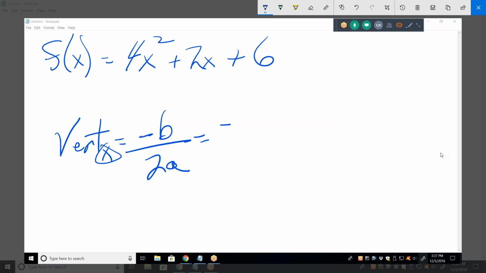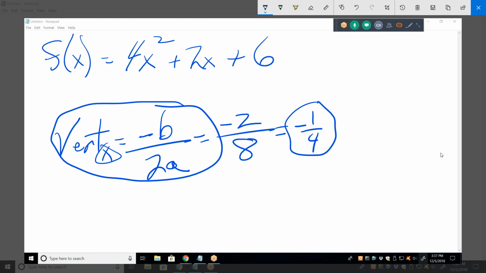Negative 2 over 8, which is negative 1/4. That is the x-coordinate of the vertex. So when you have a quadratic that's in standard form like this, this is the fastest way to find the vertex: minus b over 2a.